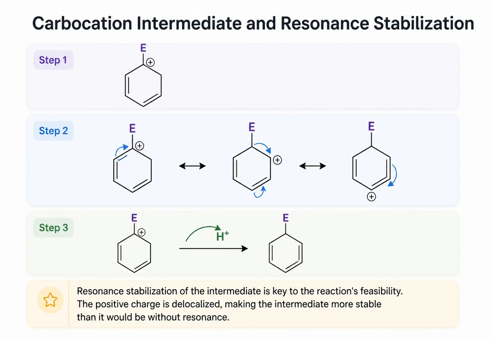The carbocation intermediate is the critical point. When the electrophile attacks, one carbon of the benzene ring becomes sp2 hybridized and positively charged. Now here's the crucial part. This positive charge doesn't stay localized on one atom. It's distributed across 3 different resonance structures delocalized around the ring. This resonance stabilization is what makes the reaction work. Without it, the intermediate would be far too unstable. Finally, a base removes a proton from that same carbon, restoring the aromatic pi system and completing the substitution.